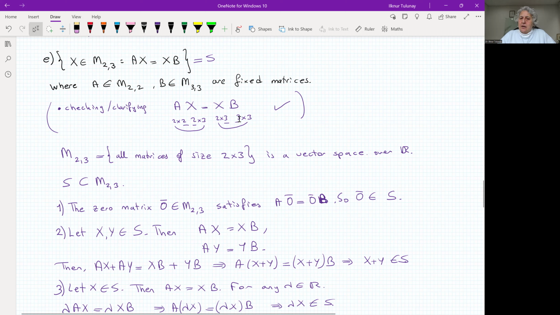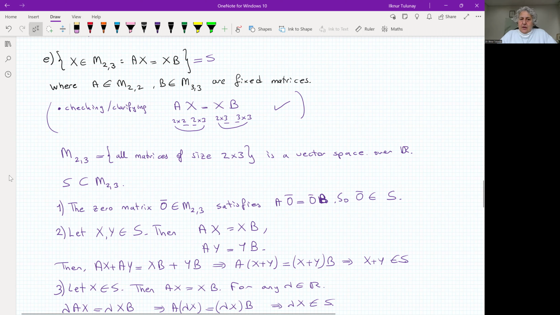So we can multiply this to a matrix, and the result will be 2 times 3. So this is logical, right? As a matrix multiplication, this is logical. So that's the situation, and we would like to show that. We don't know in the beginning, but we would like to go through all these axioms, and we would like to see whether S is a subspace or not, or a vector space or not.